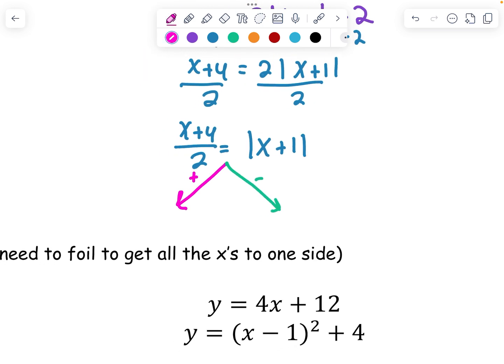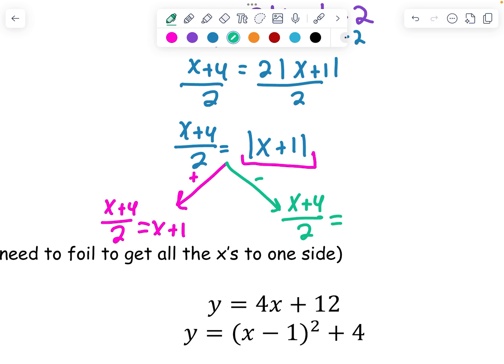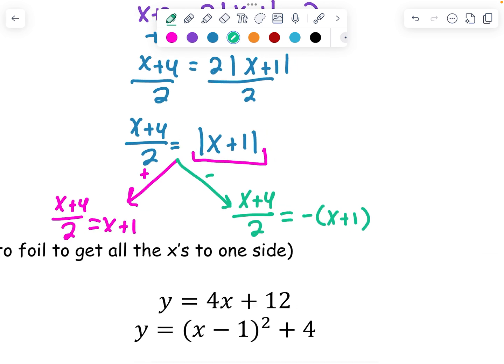The positive case is going to be: the left side always stays the same, so (x + 4)/2, and then the right side of this absolute value is just going to stay x + 1. The negative case is going to be (x + 4)/2, but then the right side is going to be negative, so -(x + 1) when we do that. The reason is that it doesn't matter if you plugged in positive or negative into this absolute value, it's always going to come out positive.